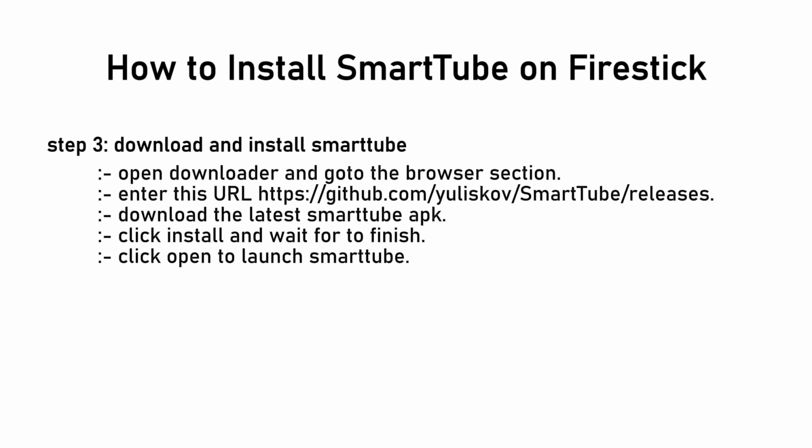Now for the fun part, getting Smarttube itself. In downloader, go to the browser section, enter this URL, and download the latest Smarttube APK. Once it's done, click install and wait. When finished, click open and Smarttube is now on your Fire Stick.